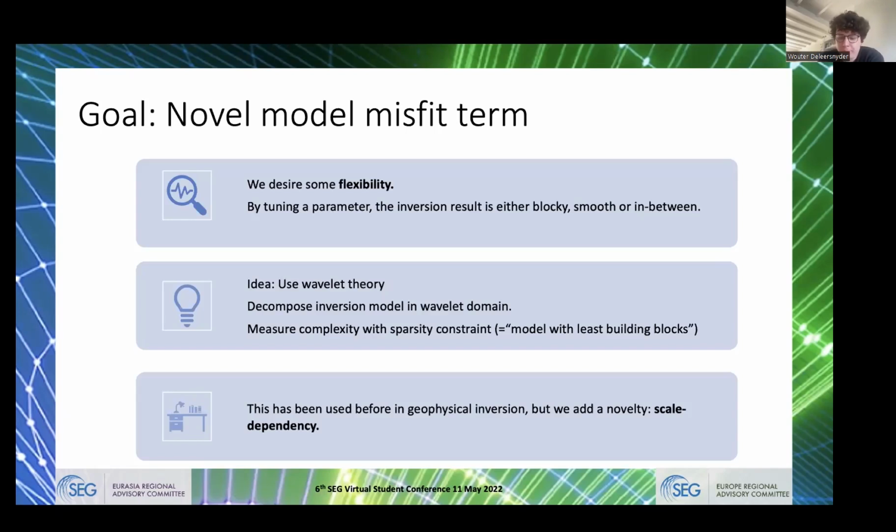When you look deeper into wavelet theory, it has some theoretical origin as well, but it's also quite intuitive. The scale dependency will assign a larger cost to small building blocks, as the small building blocks usually correspond to adding detail to the inversion model. So it makes sense that you have to pay a larger cost when you want to introduce a detail. Otherwise, you may overfit the data. So that's the idea.